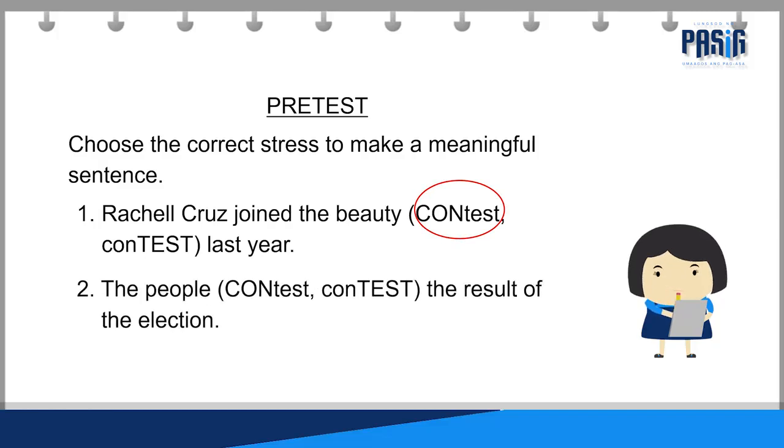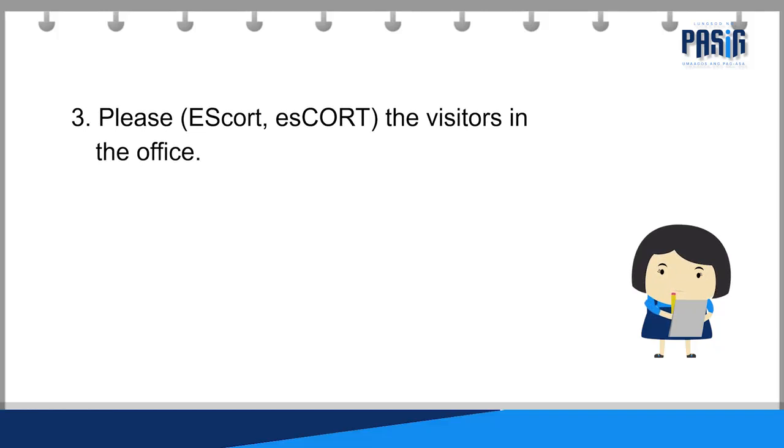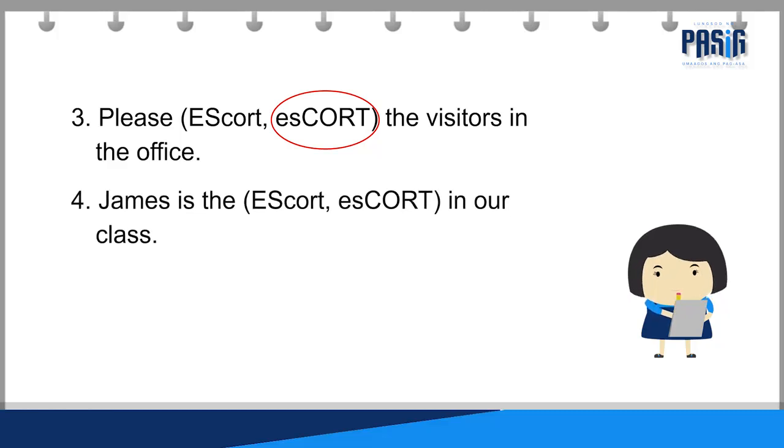Number 2. The people contest the result of the election. What's your answer? Contest. That's right. Number 3. Please escort the visitors in the office. What's your answer? Escort. Correct.